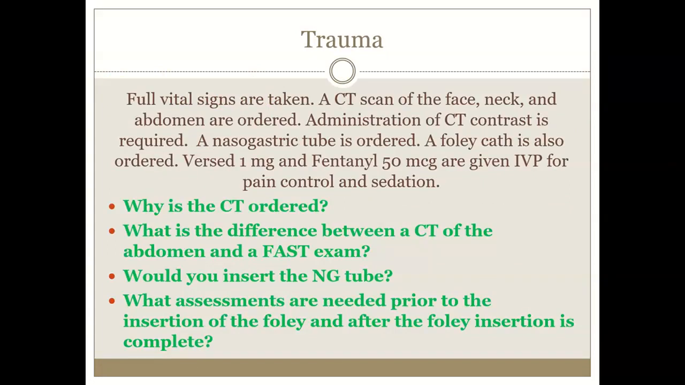So full vital signs are taken, and a CT scan of the face, neck, and abdomen are ordered. So administration of CT contrast is required, which means that the patient needs to have a nasogastric tube. And a Foley catheter is also ordered. We've given the patient pain medicine of midazolam or Versed and fentanyl for sedation and pain control. And then I've got a bunch of questions here. Why is the CT ordered? What's the difference between a CT of the abdomen and a FAST exam? Let's look at each one of these questions, and we'll take them one by one.